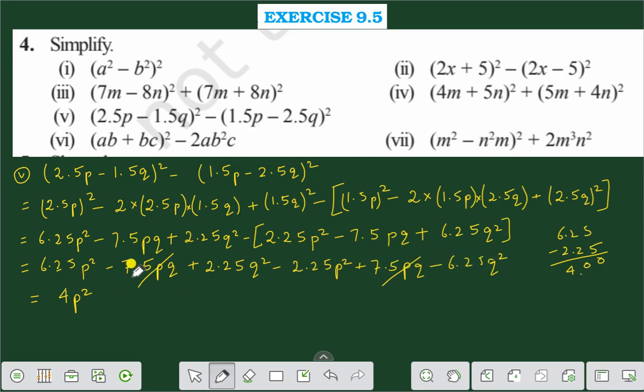And here you see minus 6.25 and it is plus 2.25, right? Subtract this one, you're also getting 4, but the sign will be minus, that is minus 4q square. Therefore, the answer is 4p square minus 4q square. This is the answer of question number 5. Now we'll solve question number 6.